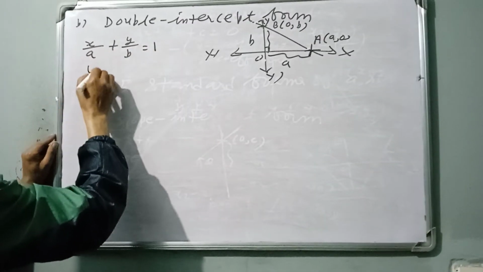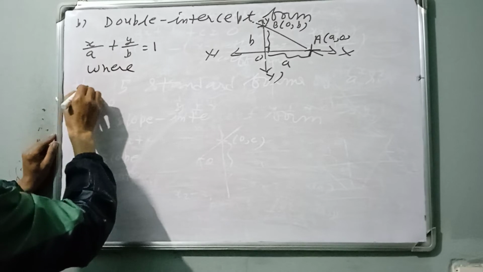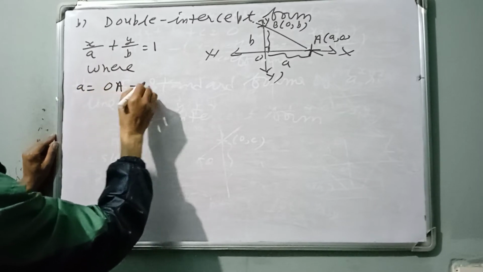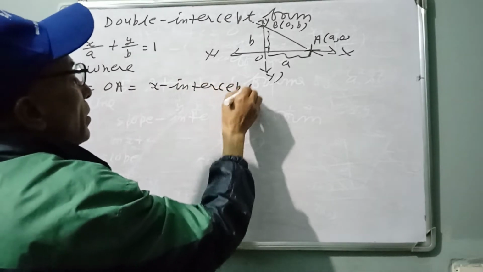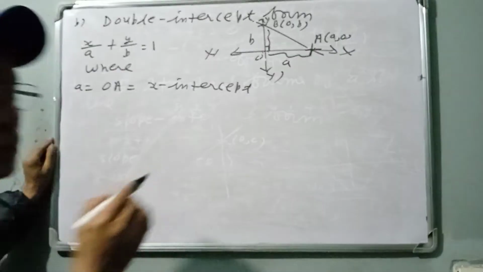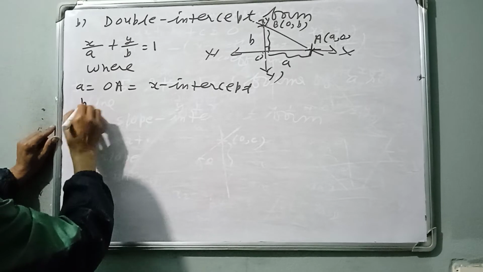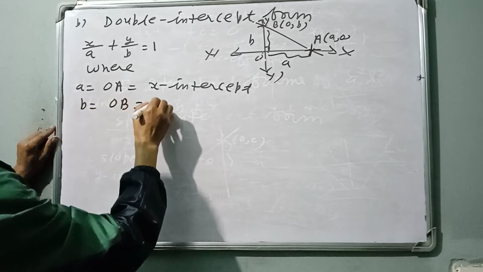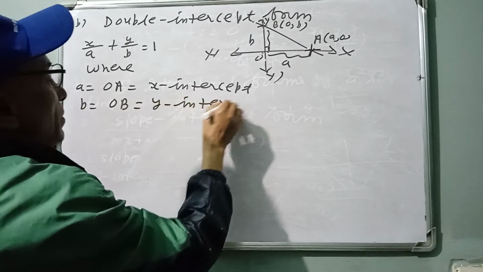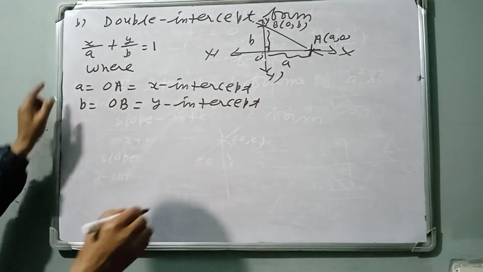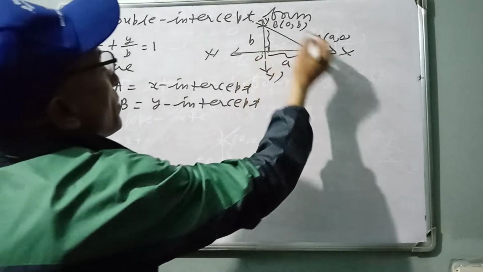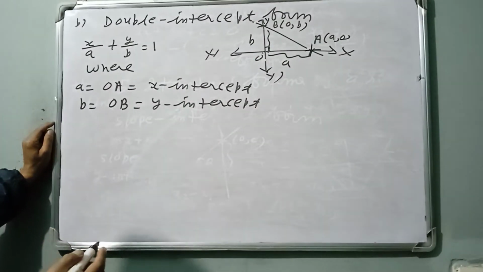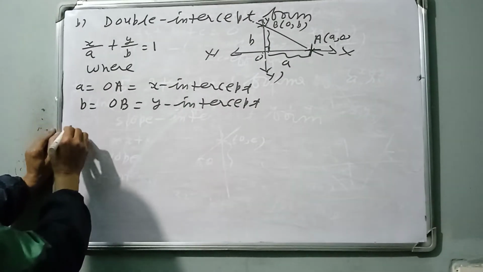Where x by a plus y by b equal 1, where small a means OA, that is x intercept. X intercept OA equal small a, and small b means OB, y intercept. X by a plus y by b equal 1. This is the x intercept, this is the y intercept, double intercept or two intercept form.